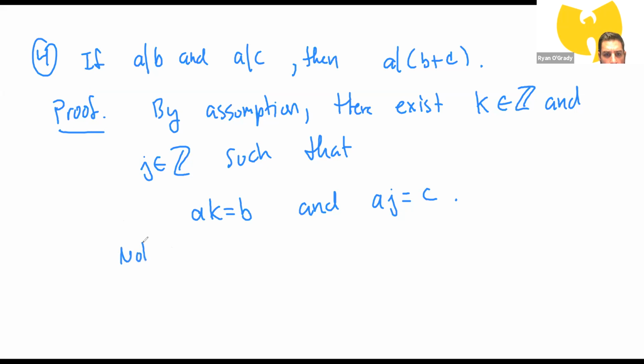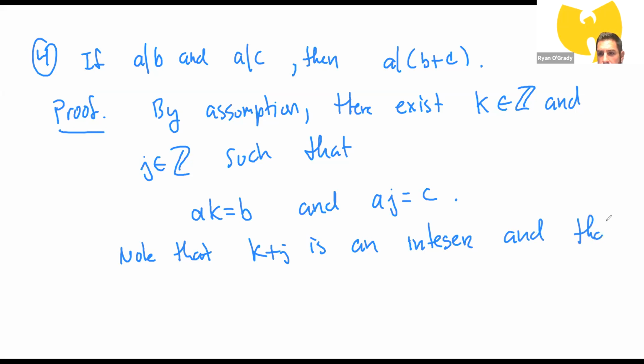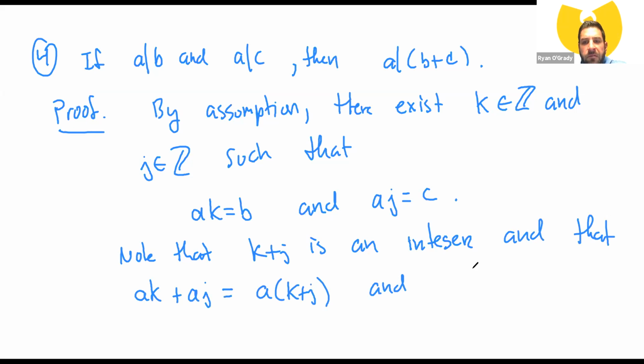So note that K plus J is an integer. And that A times K plus A times J, by the distributive property of integers, is the same thing as A times (K plus J). Maybe that sounds funny. Let me put a period here because that sort of sounds funny.